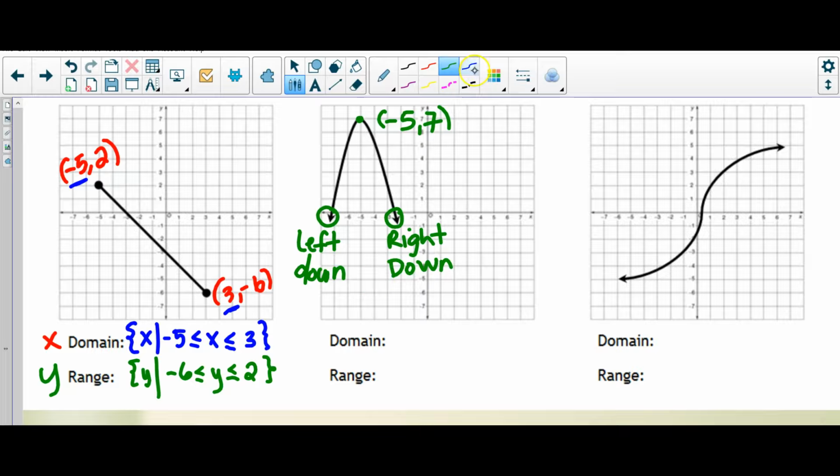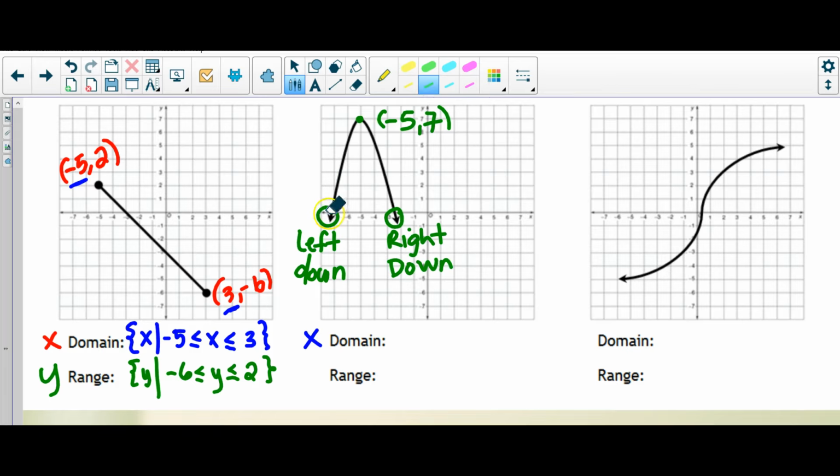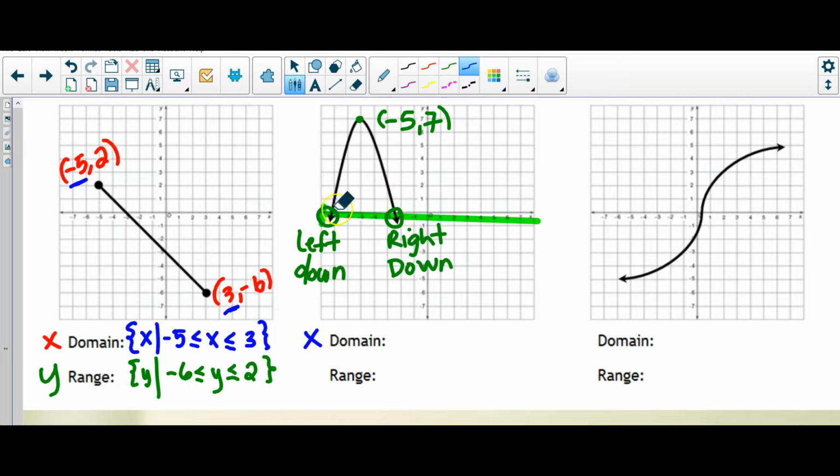Okay, so let's talk domain. Domain is my x values. Another thing that you can think about when you think about the x-axis, and I'll highlight the x-axis, is that the x-axis is the direction of left and right. It's a horizontal line.